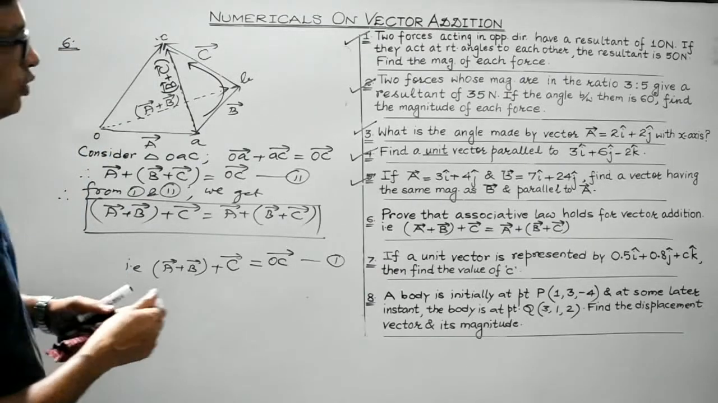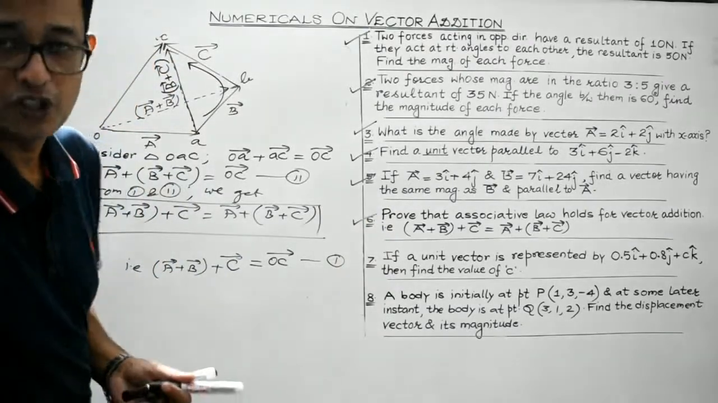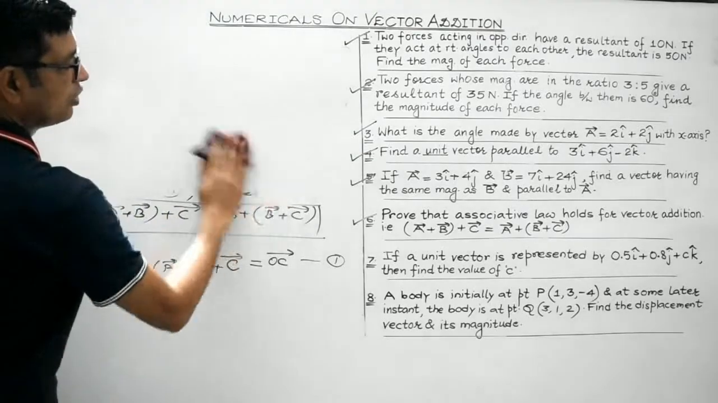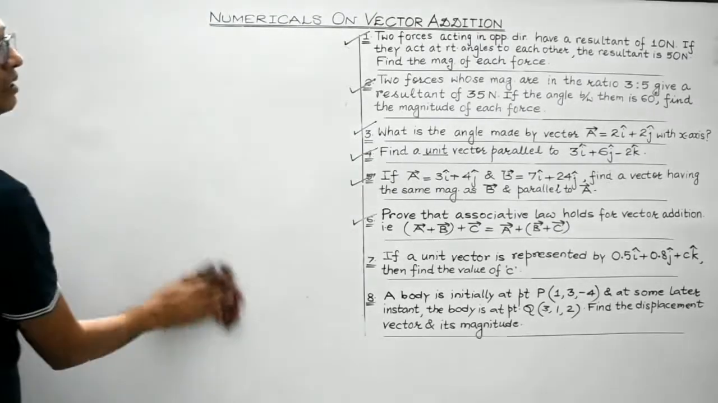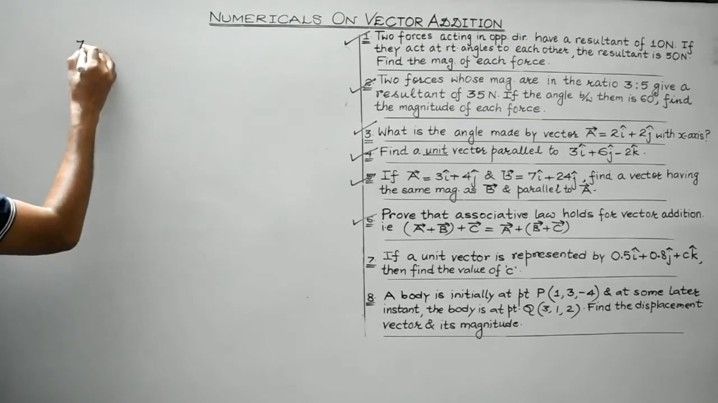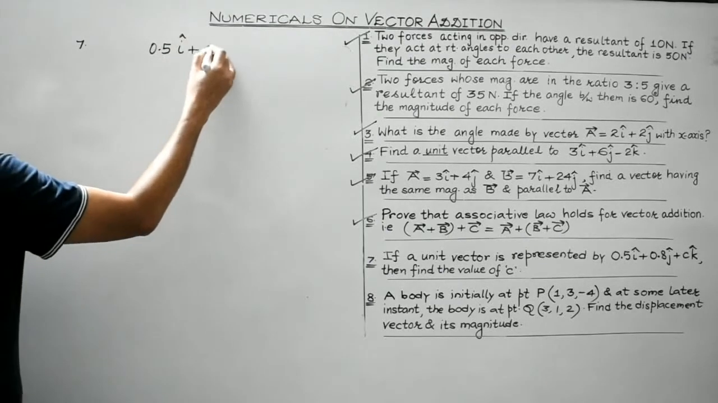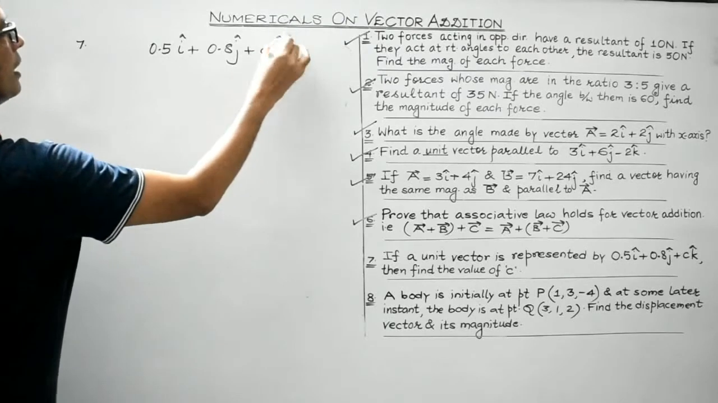Okay, so we are over with question number 6 as well. Let's proceed to question number 7. The 7th question is again based on unit vector, right? A unit vector is represented by 0.5 i cap plus 0.8 j cap plus c k cap.